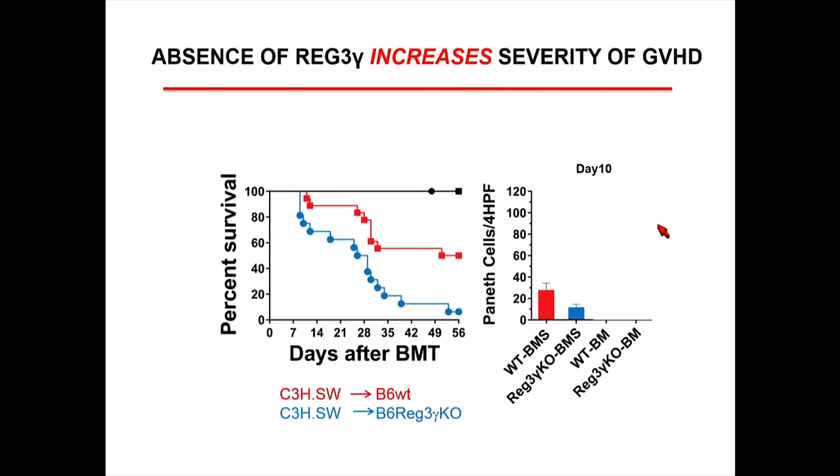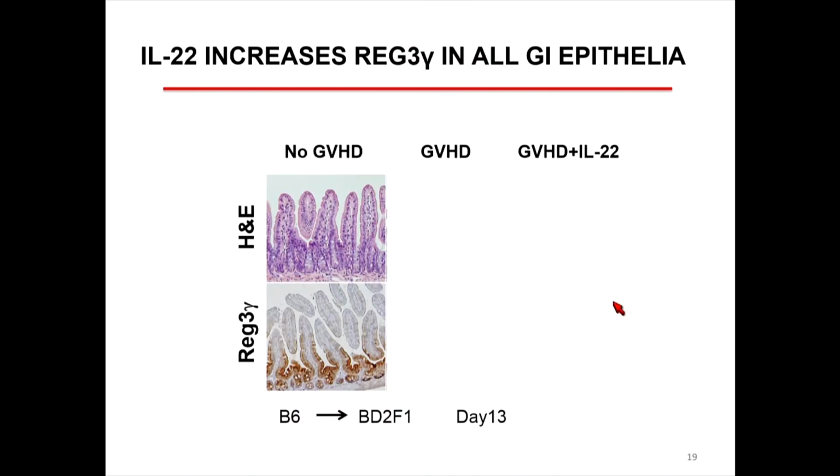So if you now do a transplant in a Reg3 knockout animal versus a wild type, everything is the same, same donor, same recipient, except that the recipients can't make Reg3. You see that there's a dramatic decrease in survival. You have even fewer Paneth cells if you use that as a semi-quantitative marker for histology. But the Paneth cells themselves are okay because they can reconstitute if there's no GVHD after the transplant. So it's not a Paneth cell defect per se.